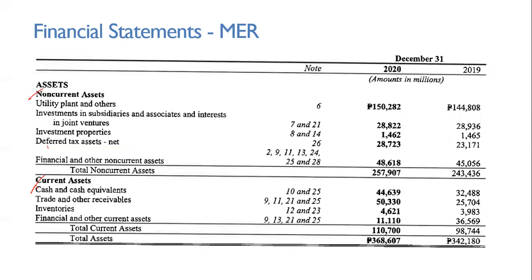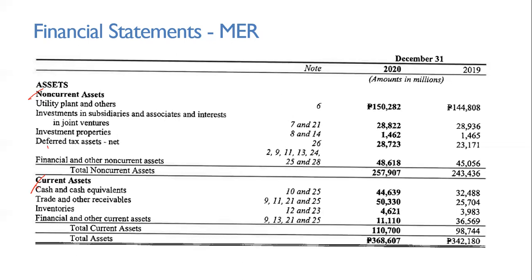Right? So, nasa IFRS din naman yan. Kasi sinasabi sa IFRS na if in a business, the non-current assets are more important than current assets, then they should be presented first. So, yun yung nangyari dito. Because in a company like Meralco, non-current assets are the lifeblood of the business. Investments in lines, electric lines, plants, etc. And so they are the star, quote unquote. So they should get first billing in terms of the financial statements.